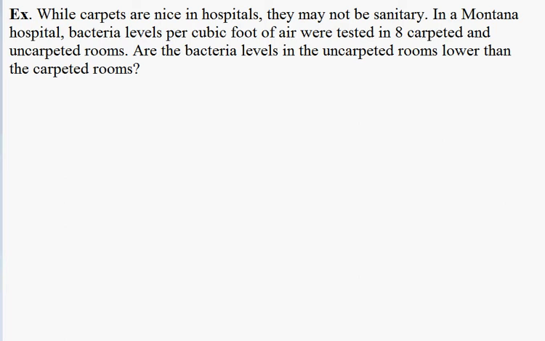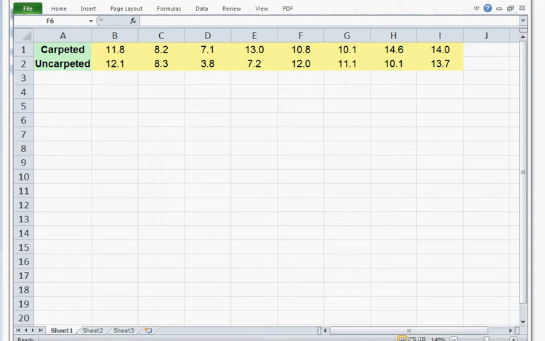In this video, we consider an unpaired two-sample problem, but this time when the samples are small. So we have data that we're going to show you on the screen right now. We have 8 samples of carpeted hospital rooms and 8 samples of uncarpeted hospital rooms. We were counting the number of bacteria samples that are found per room. And the question is basically, does it appear that the carpeted rooms have more bacteria than the uncarpeted rooms?